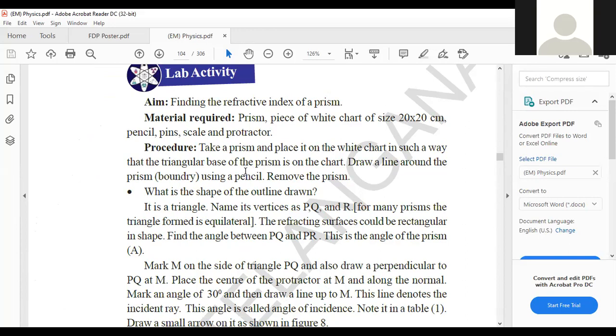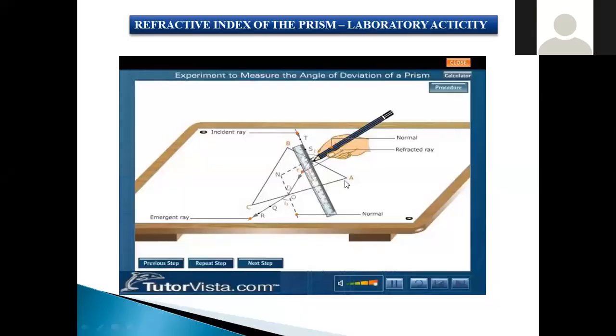Right? How do we do the experiment? We take a white cardboard or white chart, and on the chart we place the prism. The prism has planar surfaces, kept on the surface, and draw lines along its boundaries. After drawing the lines, you will get a triangle shape. Mark all the tip points as P, Q, R points, just as we saw in the figure.